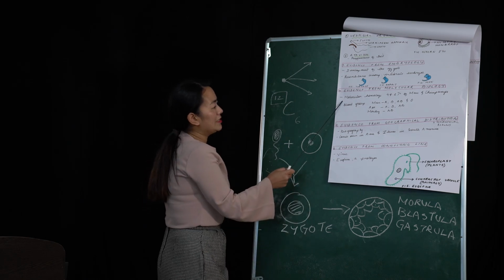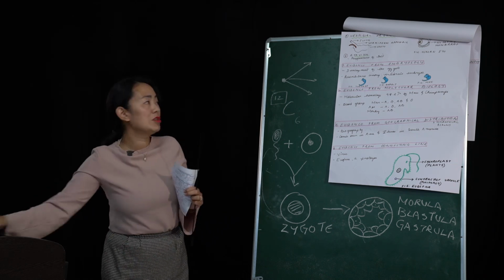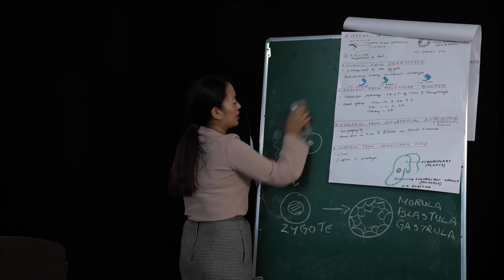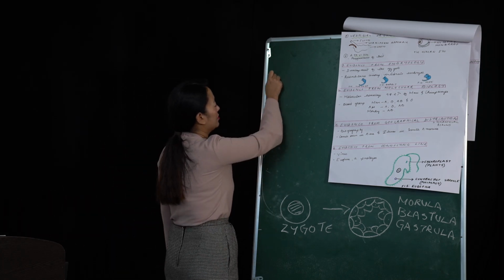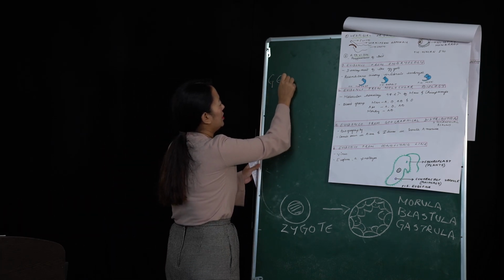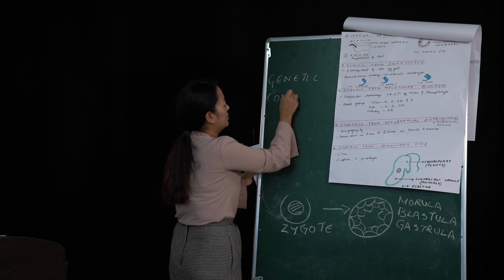The fourth one is evidence from molecular biology. When you talk about molecular biology, the first thing that should come to your mind is basically you should think about the genetic constituents.